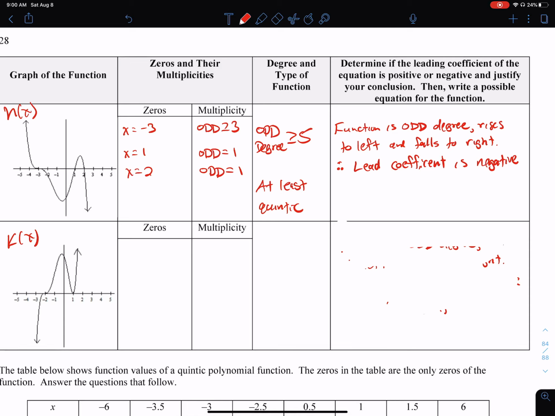So our function h, we have a negative lead coefficient, and our factors for this are x plus 3, which has an odd multiplicity of at least 3, x minus 1 has an odd multiplicity of 1, and x minus 2 has an odd multiplicity of 1 as well.